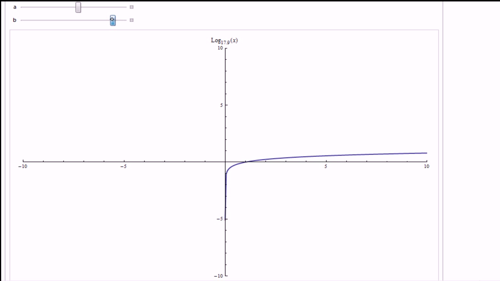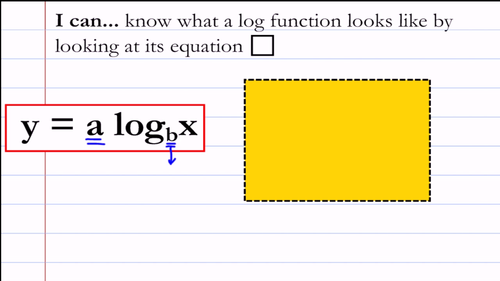But notice the x-intercept doesn't change. It's still going through the x-axis at 1. It's still an increasing function, so it's starting in quadrant 4, ending in quadrant 1. Let's have a look next at what happens to the graph when we change A.